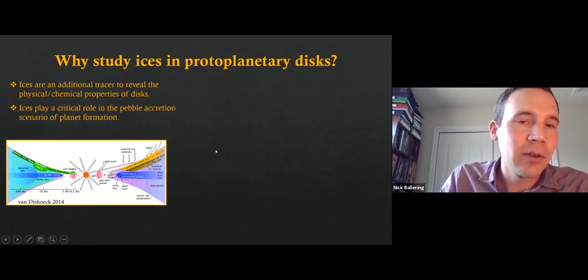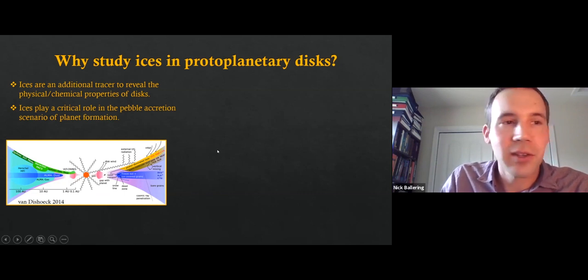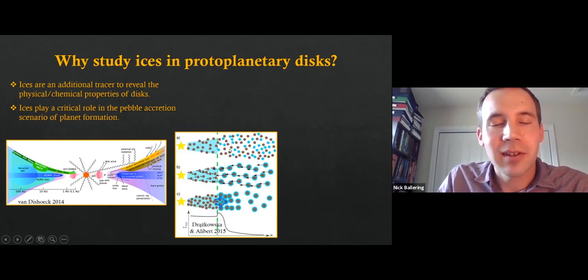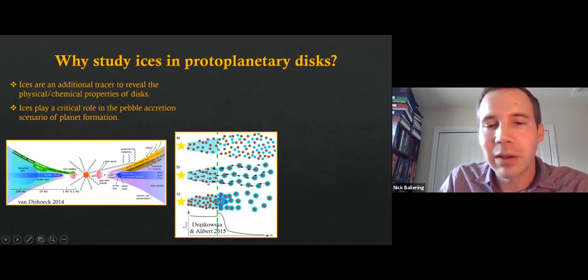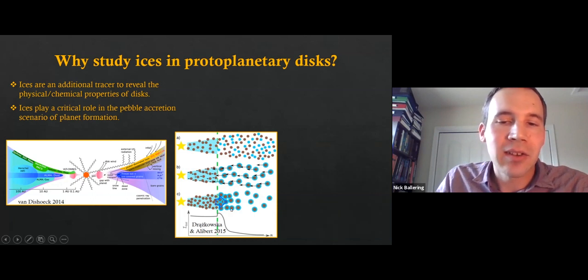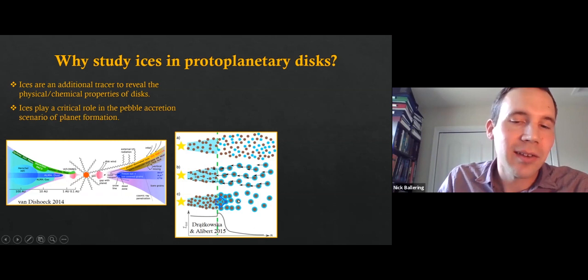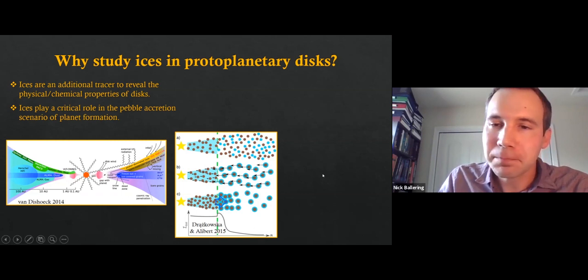Ices also play a very critical role in the pebble accretion scenario of planet formation. They make the dust grains stickier, which facilitates their growth through collisions. It also facilitates planetesimal formation as these icy pebbles drift inwards when they encounter a snow line. They can create a concentration of solid material that can enhance the processes of planetesimal formation.